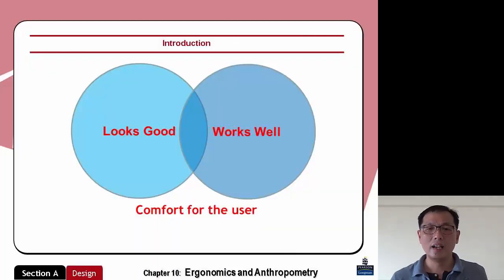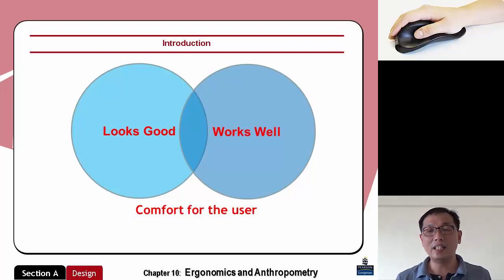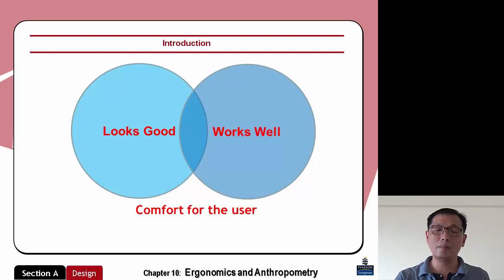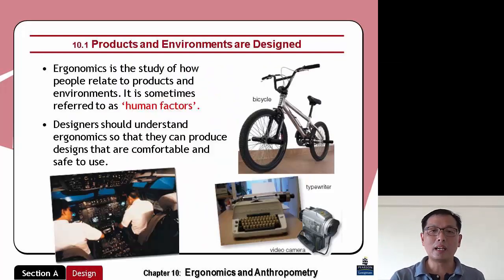Now, introduction. Basically, things that look good and things that work well mean that it's comfortable for the user to use. So both of them come together and they form an important part of what we want to do. Now, how products and environments are designed. Ergonomics is the study of how people relate to the products and environment, and it is also known as human factors. Right, designers should understand ergonomics so that they can produce designs that are comfortable and safe to use.